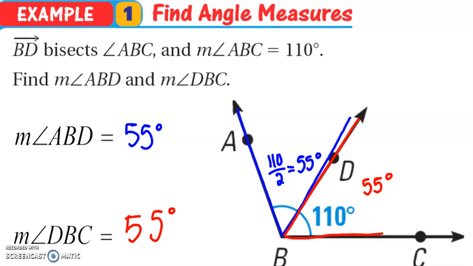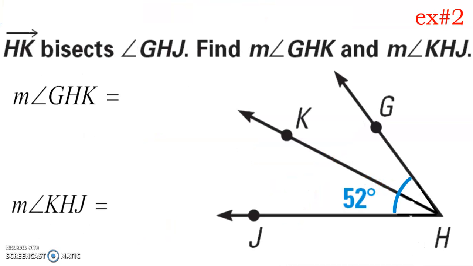Bisects means to cut in half. So each half is 55 degrees. So here we have ray HK is bisecting angle GHJ. Find the measure of angle GHK.